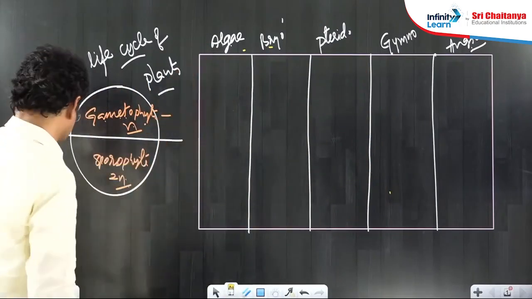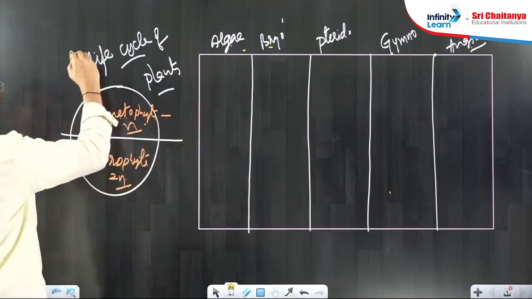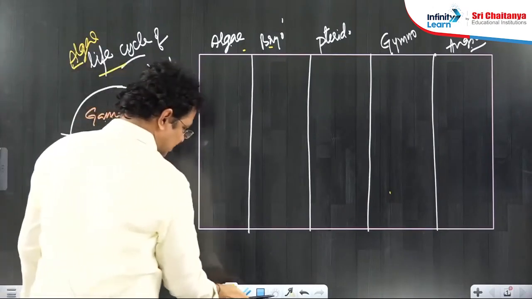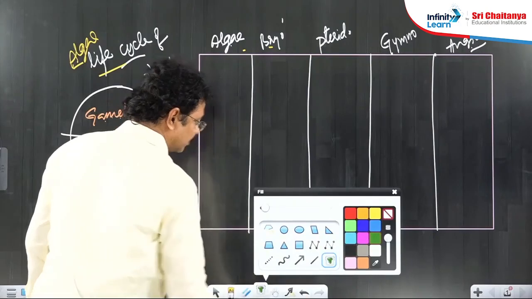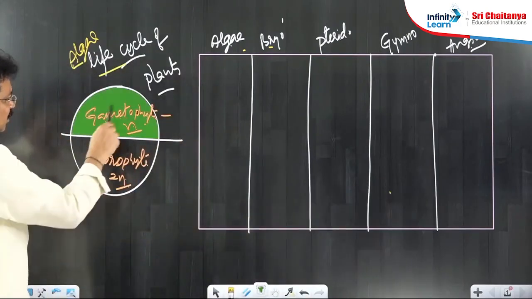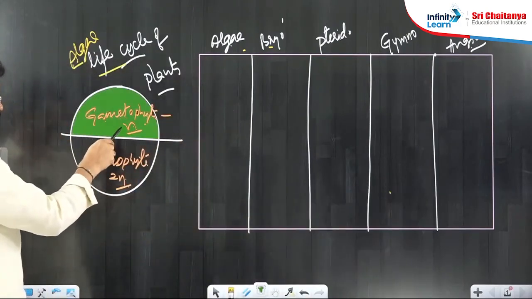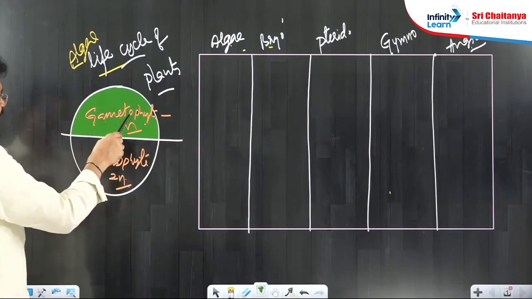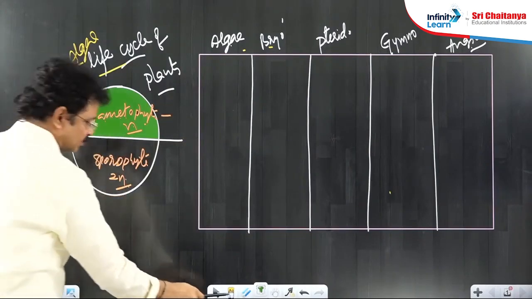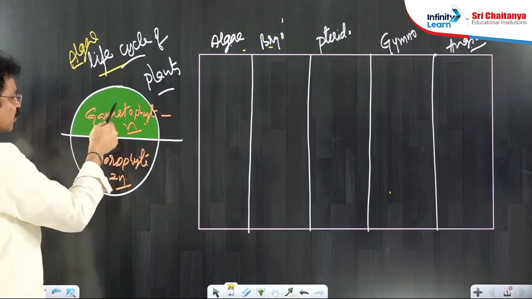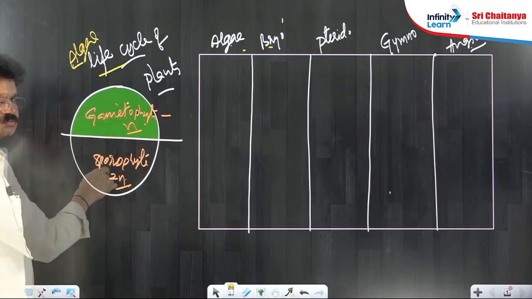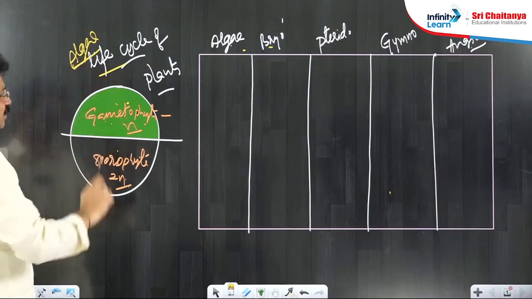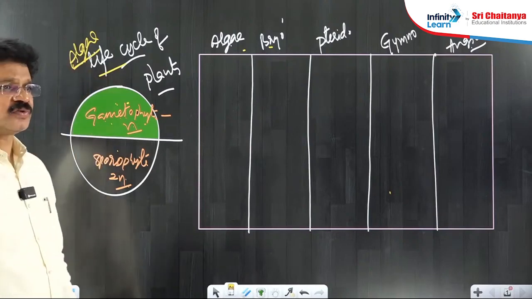In algae, for example, the life cycle in algae: gametophyte is independent. What is the meaning of independence? It is the green color, photosynthetic. It is able to prepare food material. For an independent gametophyte, the representative color is green. Due to the chlorophyll nature or photosynthetic nature, it is independent. In algae, gametophyte is independent or photosynthetic.